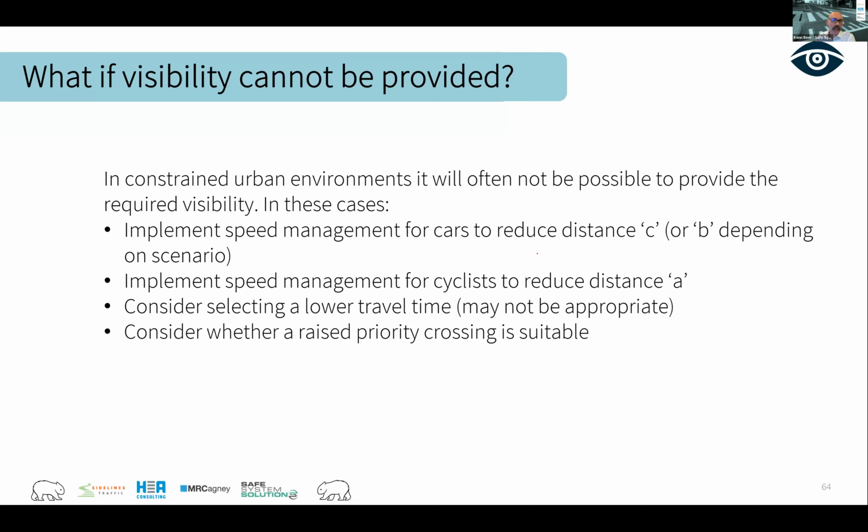You may also select a lower travel time. I mean, you're playing around with the selection there. And then if you're at this point where you're really struggling to be meeting any of this, you might question the suitability of the priority crossing at this location.